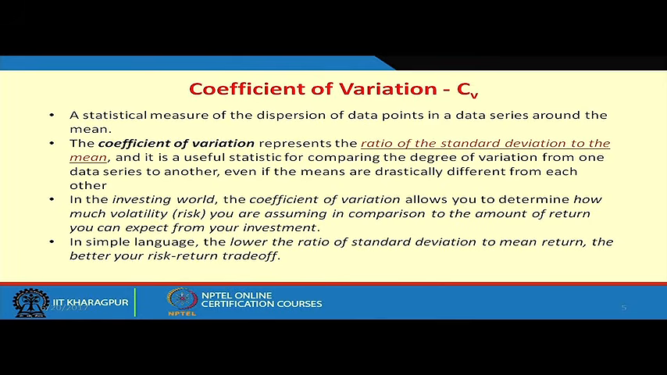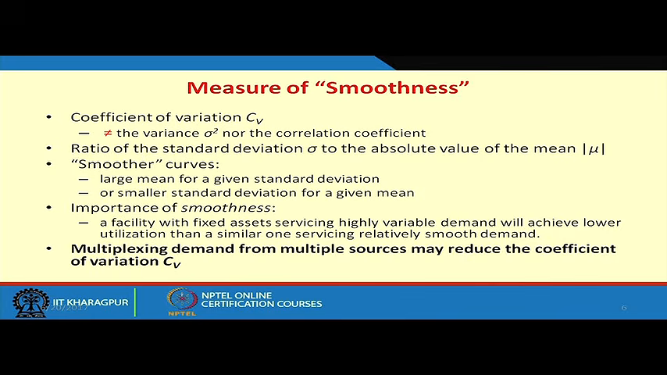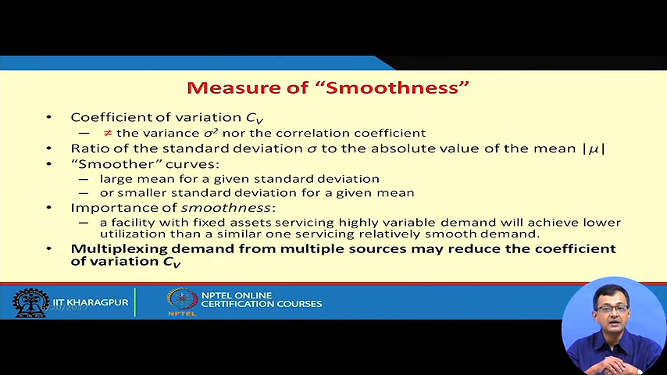In simple language, the lower the ratio of standard deviation to mean, the better is your risk-return trade-off. So I can have more smoothness in the curve, which is important. It is a sort of measure of smoothness. If it is a very variable load, with a lot of peak and non-peak periods, then I am in much bigger trouble in measuring how things will go. If it is a smoothed-out load, then I am in a much better position to do that.